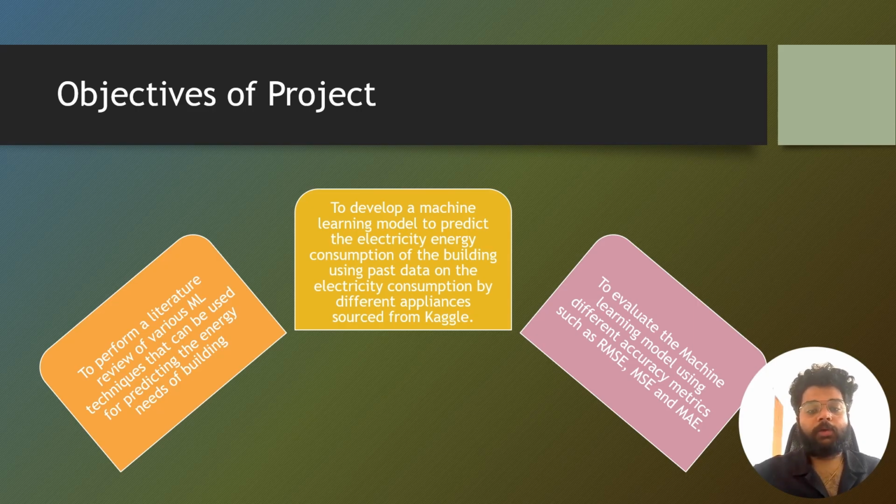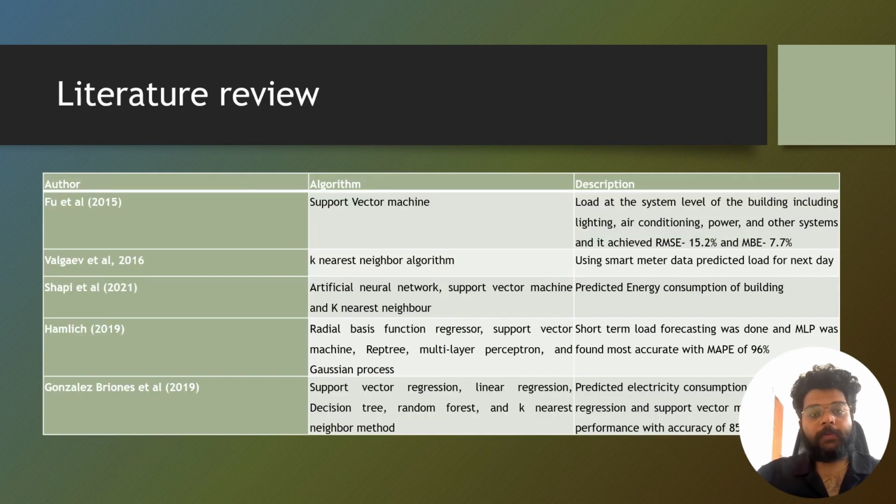The second objective was to develop a machine learning model to predict the electricity energy consumption of the building using past data on the electricity consumption by different appliances sourced from Kaggle. This objective involves the use of machine learning techniques in order to predict consumption of electricity. I made use of a stacking regressor to achieve this objective. The last objective was to evaluate the performance of the machine learning model using different accuracy metrics such as RMSE, MSE, and MAE.